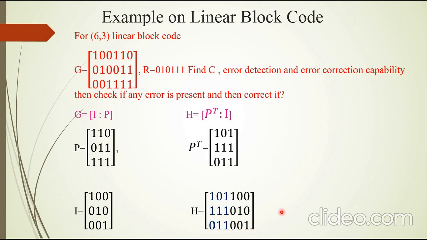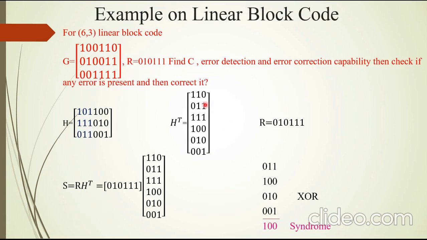Okay. So now H transpose. If I have to find out H transpose, so H transpose will be 110, 011, 111, 100, 010, 001. Okay, so this is our H and this is H transpose.